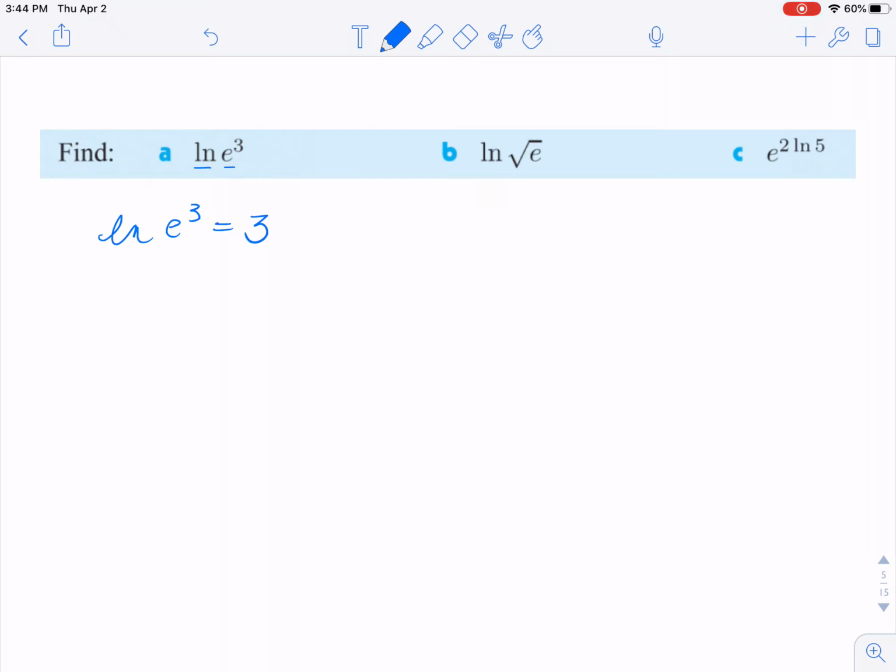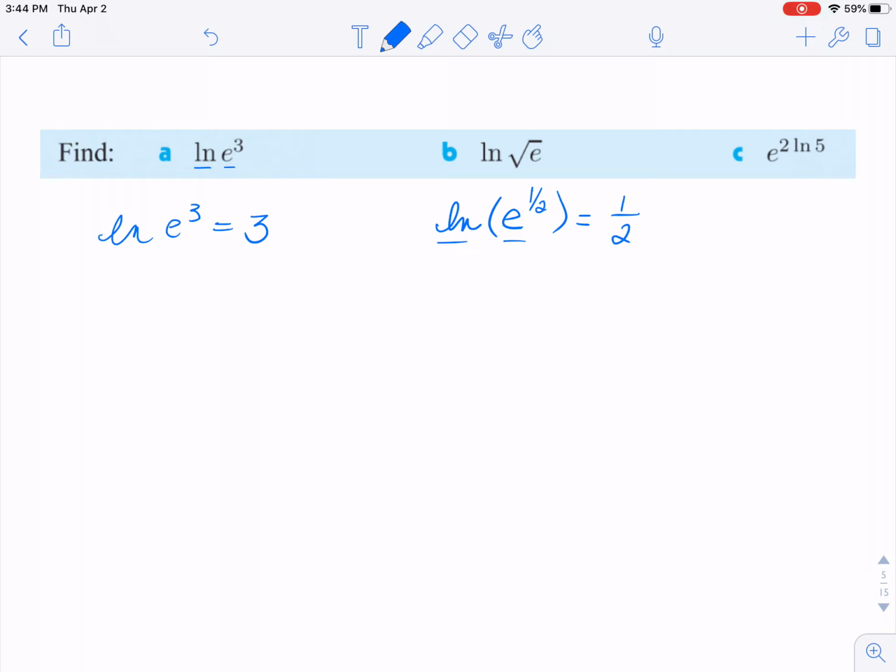letter B. Take a second, rewrite that using an exponent. Pause if you need to. But a square root or a radical is your fractional exponent. So again, when we take the log of e, same base. Since they have the same base, the answer is just the exponent, which is 1/2.